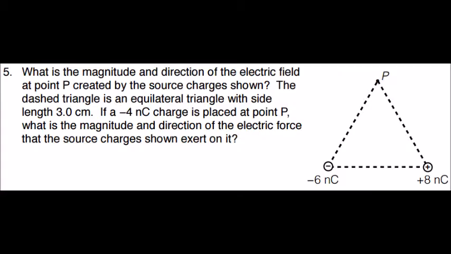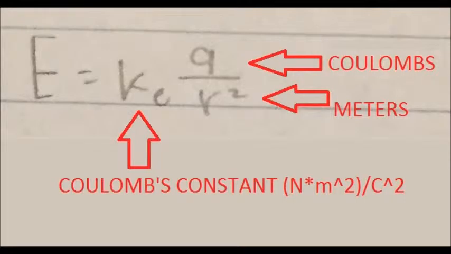So the first half of the problem asks us to determine the magnitude and direction of the electric field at point P. As seen on the diagram, we have an equilateral triangle with sides of 3 centimeters each. In order to approach this problem, we must first know the electric field equation founded by Robert Faraday.